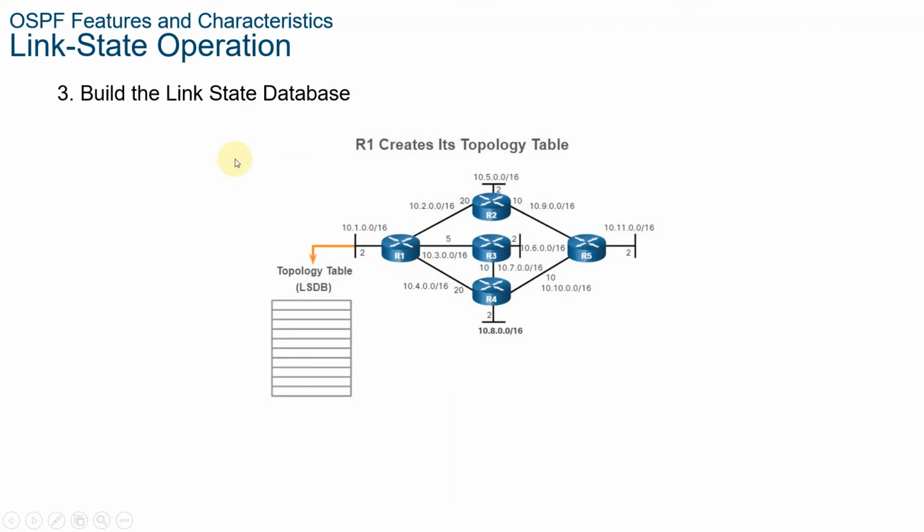The third one would be building the link state database. After the LSAs are received, OSPF enabled routers build the topology table, or the LSDB, based on the received LSAs. This database eventually holds all the information about the topology of the area.